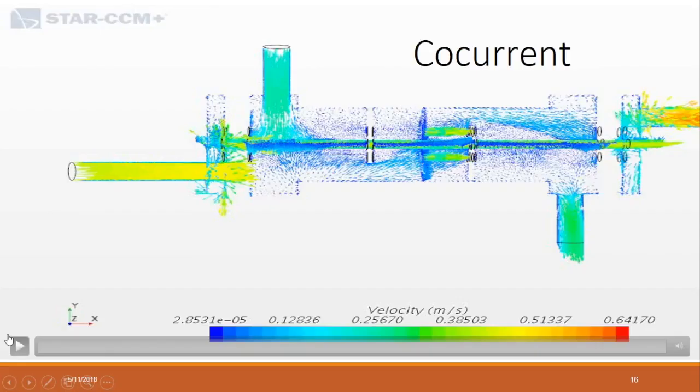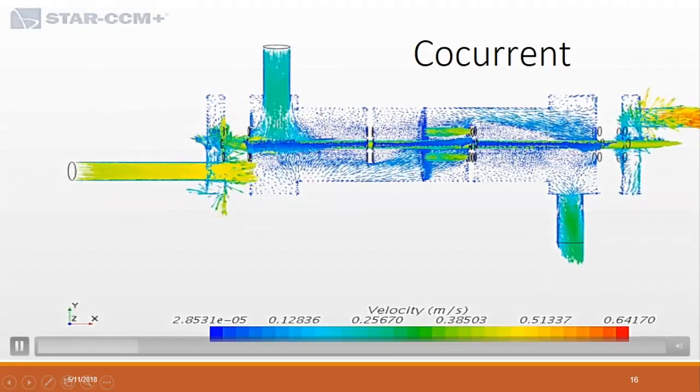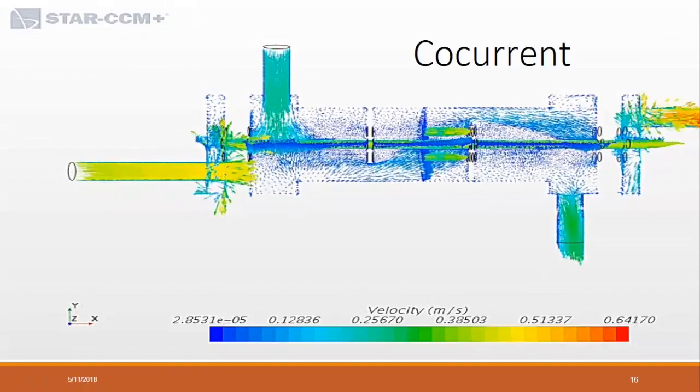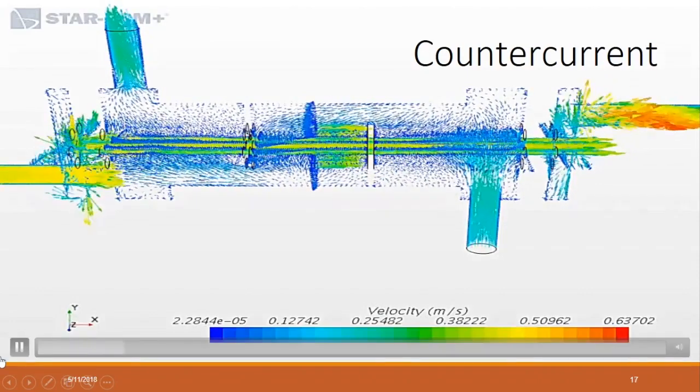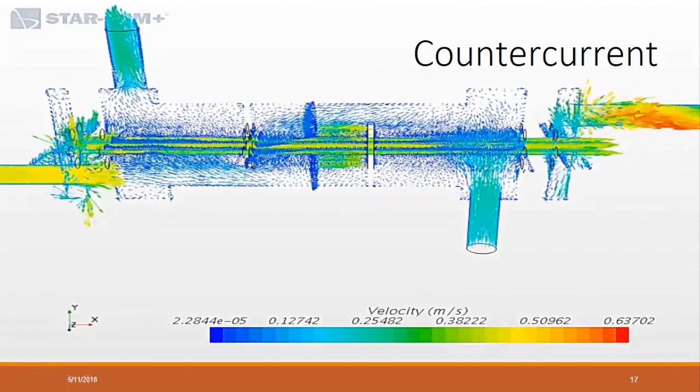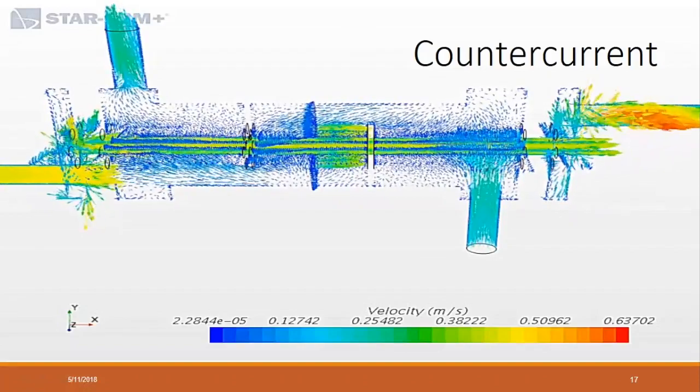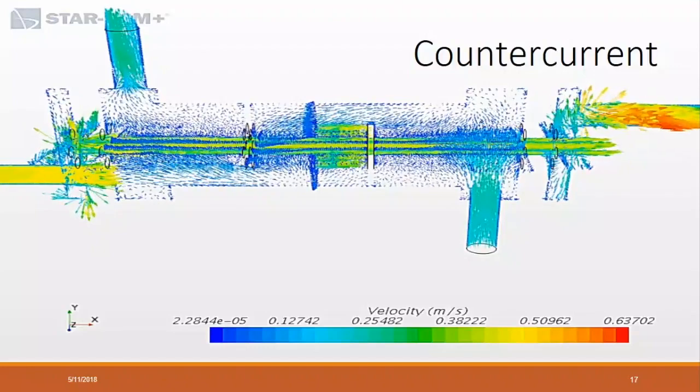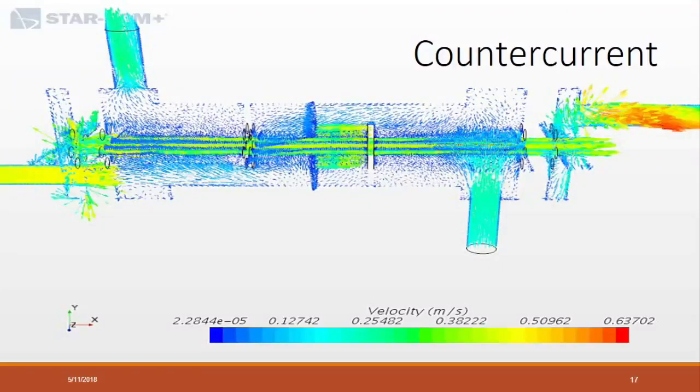Velocity profile. This animation shows the velocity profile for the exchanger in co-current flow. This one shows the velocity profile of a countercurrent flow. In both animations, the deflectors cause a loss of velocity and create turbulence in the shell. The fluid inside the tubes has a constant velocity, but there is a difference at the entrance due to the expansion between the system inlet and the volume that is filled before the tubes.